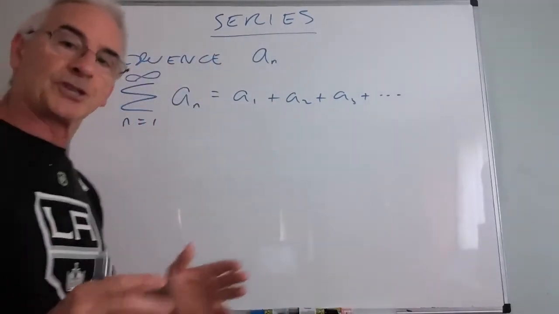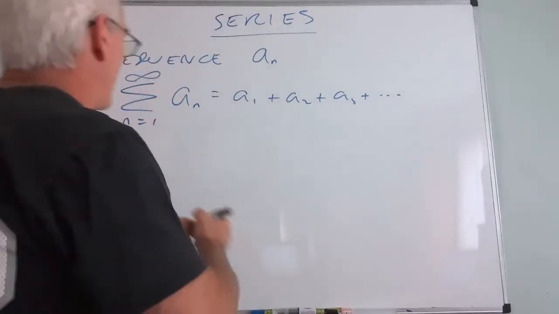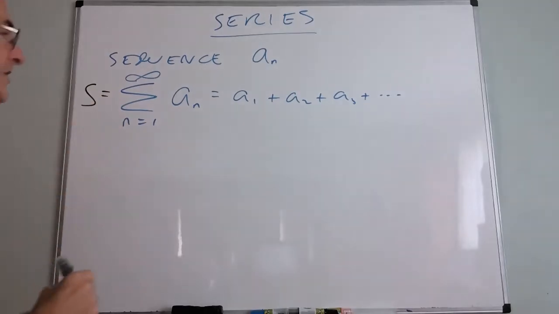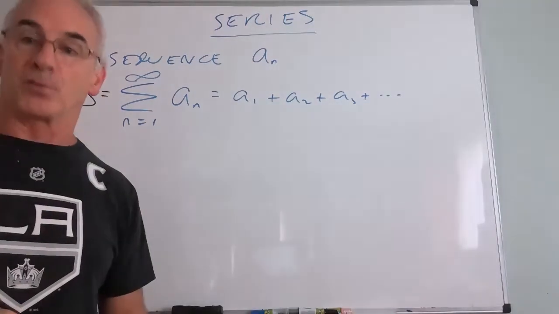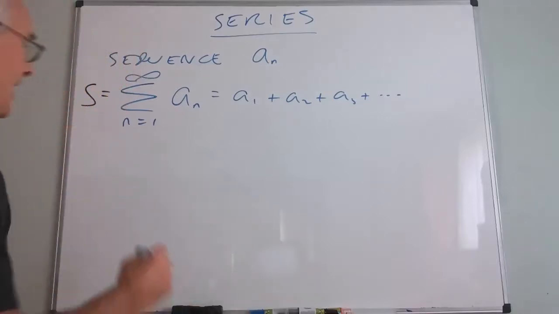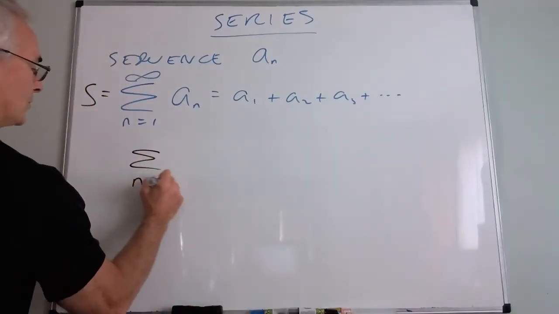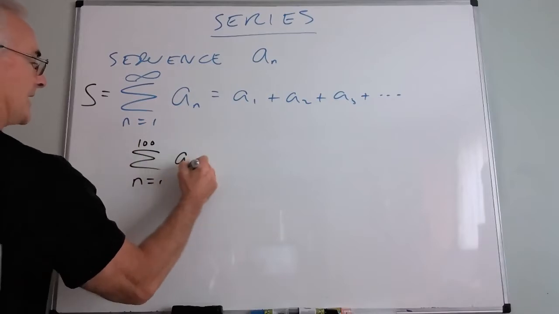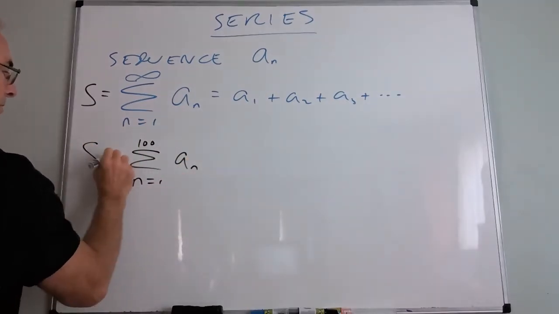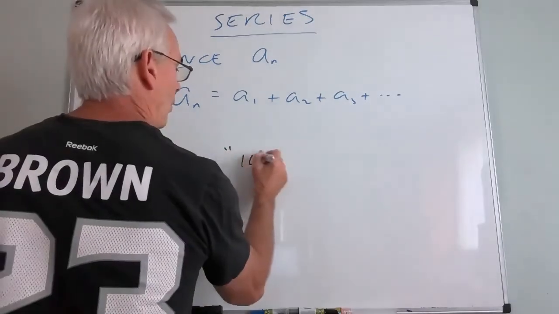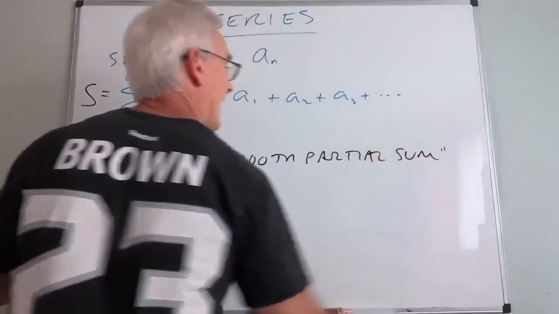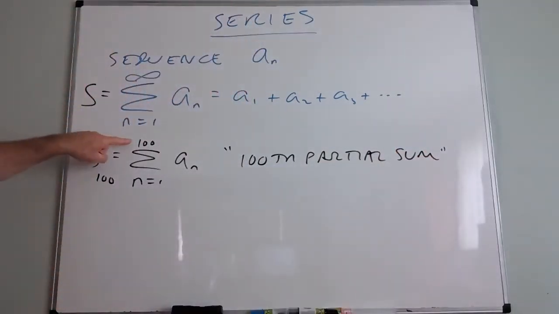I want to start with just a few simple terms. Now, we generally give this the name S. S for sum. That's all that means. If I wanted only to do, let's say, the first 100 terms, hypothetically, you wanted to do n equals 1 to 100 of the an's, then we would call this S with a subscript of 100. And this would be called the 100th partial sum.